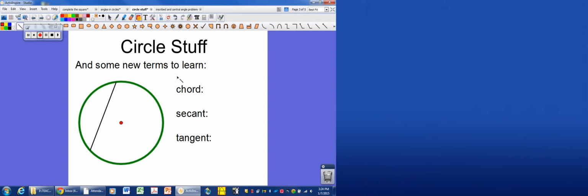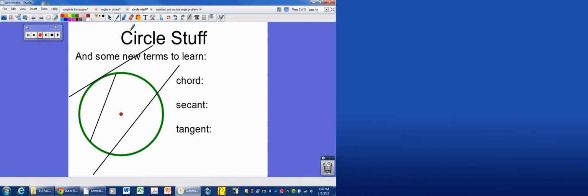A secant line starts on the outside and passes through your circle twice. So it has 2 points of intersection. Part of it is outside and part of it is inside. So this is a secant line. And a tangent is a special type of line that only touches the circle in one place. So this is an example of a tangent line.